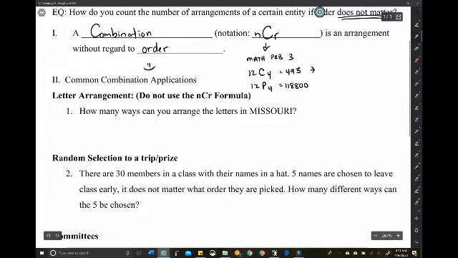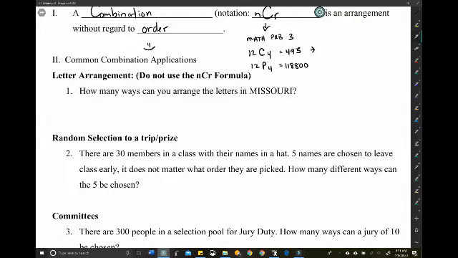Common applications. Letter arrangement is one type of combination, but you're actually not going to use the nCr formula. You don't need to worry about that. How many ways can you arrange the letters in Missouri? The first thing is you want the total number of letters. So let's count up the total number of letters: M-I-S-S-O-U-R-I, 1, 2, 3, 4, 5, 6, 7, 8. There are 8 total letters, and 8 factorial ways to arrange them.